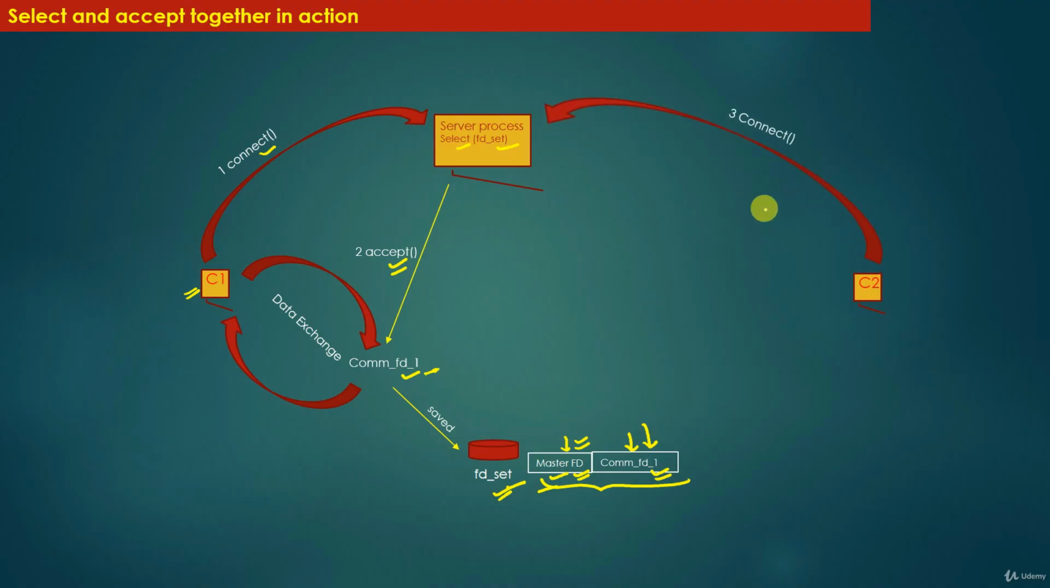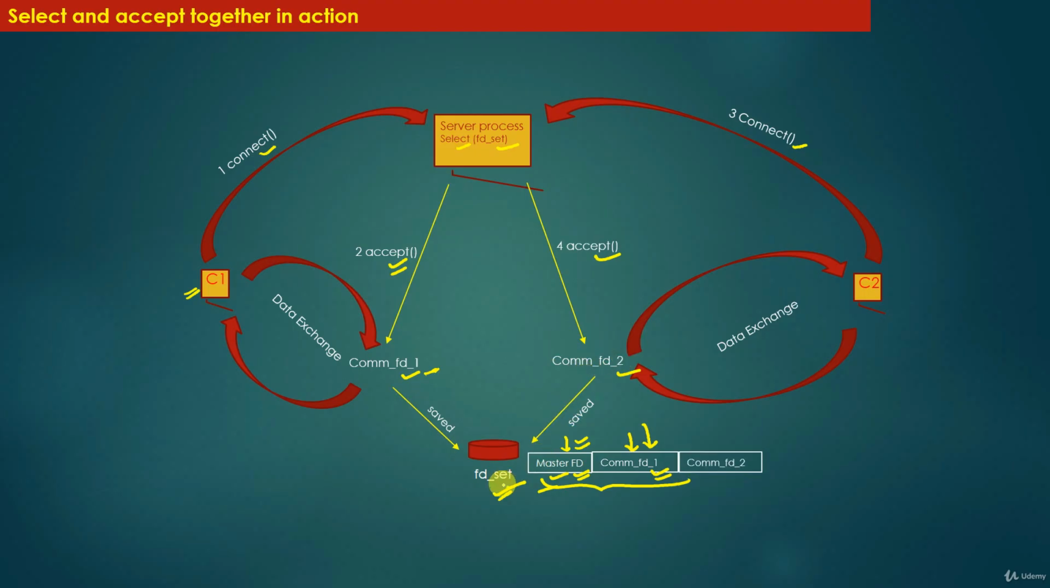So you can see in this diagram that when the client C2 sends a connection initiation request to our server, it will invoke the accept system call, because our server will get unblocked from the select system call, the reason being that the master socket file descriptor is activated. So the return value of the accept system call is again a communication file descriptor, and this communication file descriptor will be used by our server process to carry out future communication with the client C2. And in addition to this, our server process will add this communication file descriptor to the FD-set data structure.